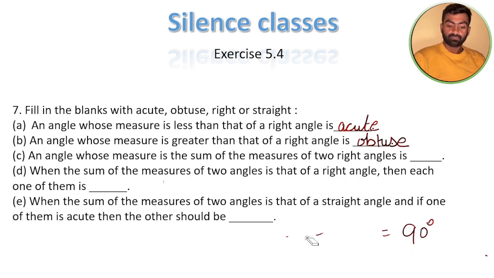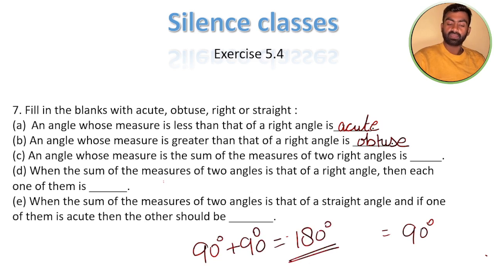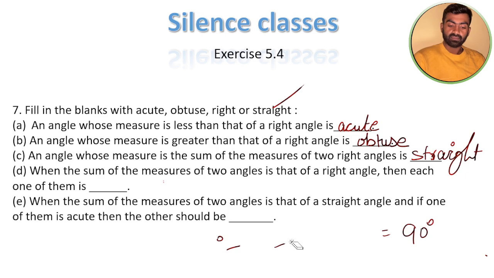Okay, an angle whose measure is the sum of the measure of two right angles. Right angle means 90 degrees, so 90 plus 90 degrees is equal to 180 degrees, and 180 degrees is a straight line, and a straight line means it is a straight angle. Straight angle.